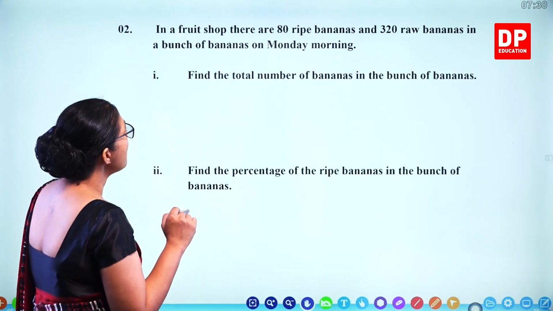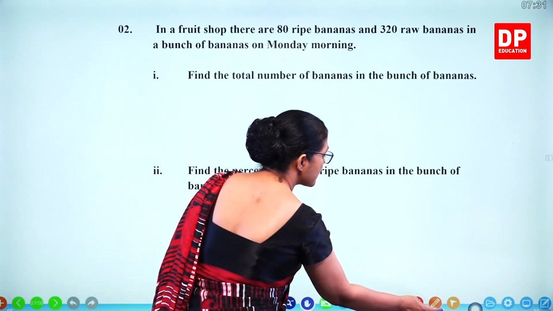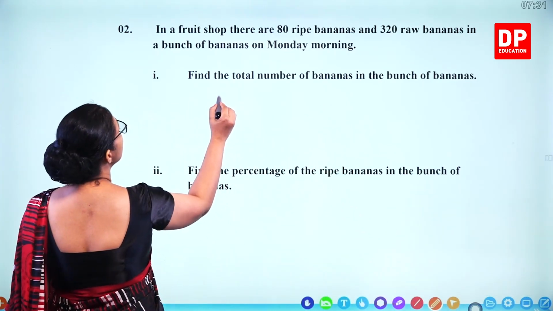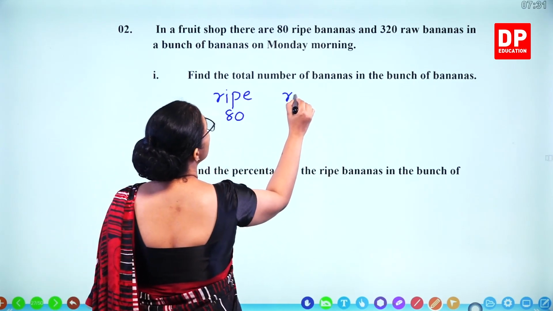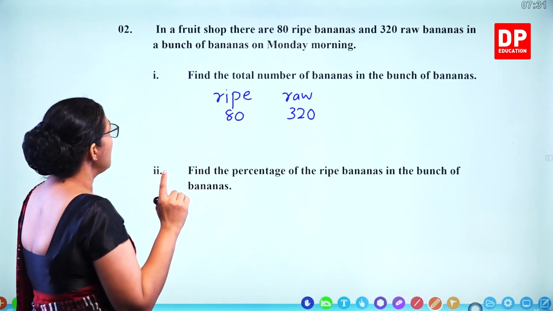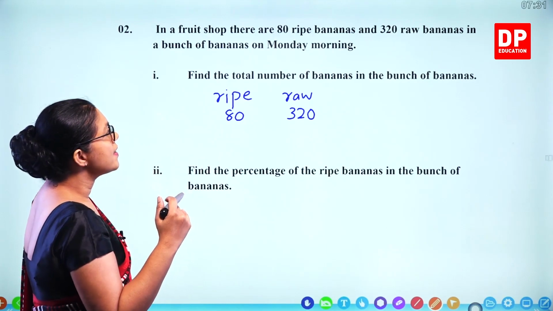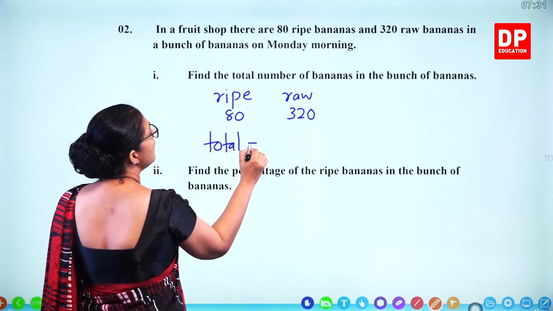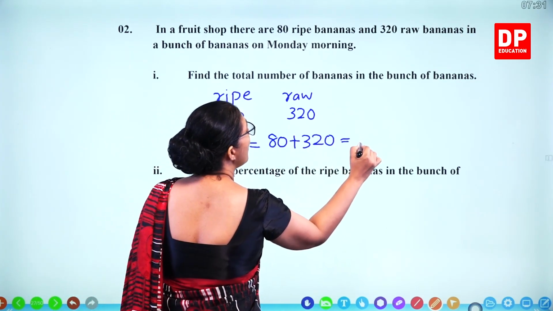In a fruit shop, there are 80 ripe bananas and 320 raw bananas. We write ripe ones 80, raw ones 320, in a bunch of bananas on Monday morning. Find the total number of bananas in the bunch of bananas. The total becomes these two, 80 plus 320. So 400 altogether.